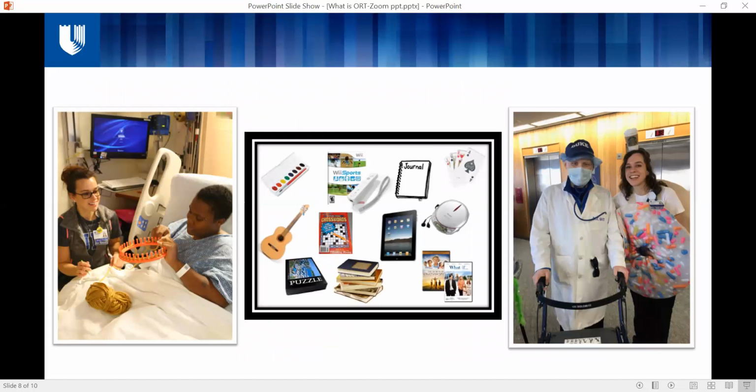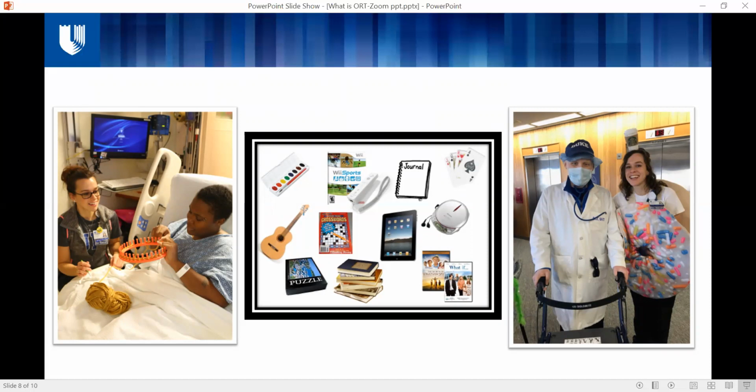And here are a few other photos of some pictures from fun things that we've been doing here in the hospital. Like you'll see on the far right, we have our Halloween party from last year, and on the far left, you'll see me teaching someone to knit, to learn to make their own hat. And then here in the center is just a visual of different resources that I also provide to patients for them to do independently to help structure their time while they're in the hospital.